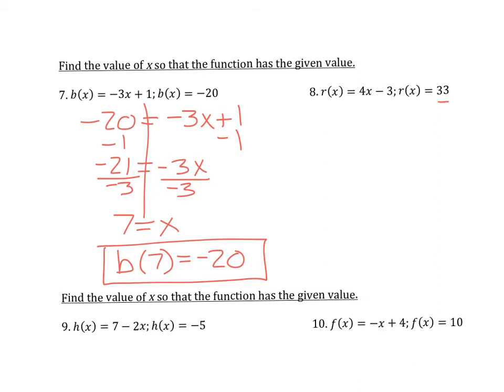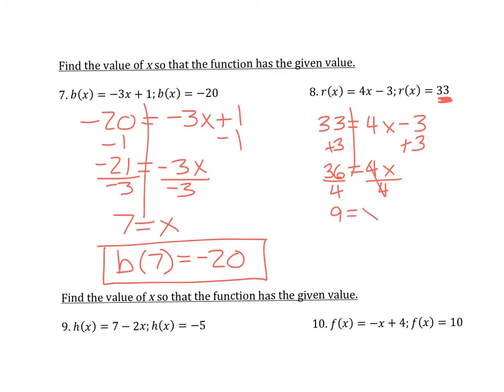So again, on number 8, they give me this 33, which is on the other side of the equal sign. So 33 for my output equals 4x minus 3. And I can find x, the input. So now I'm solving my equation, add 3. So 36 equals 4x. Divide by 4, and 9 equals x. So then I figured out my input is 9. So the r function with the input I just figured out of 9 should give me the original output of 33. Okay, so that's how we do that if we have an output.